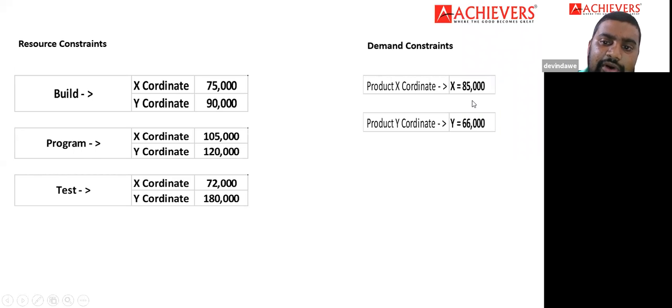Right? There is no x coordinate and y coordinate because it's a product, not a resource. Now in a resource, one resource is used to produce product x as well as product y, so it will have an x coordinate as well as a y coordinate. But demand is only for one product, no? So there is only one axis, right?